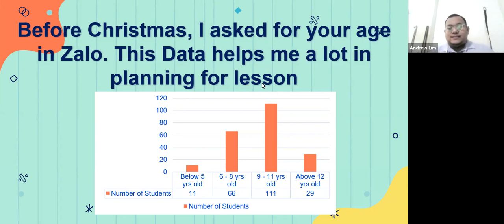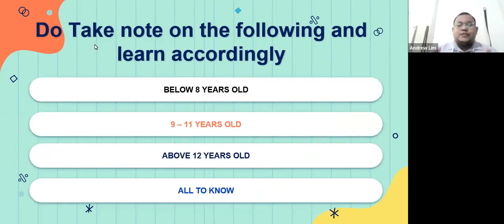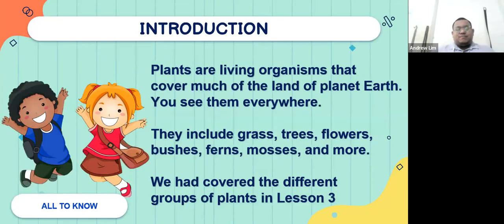So with all this in place, I've actually come up with this lesson plan. So do take note of your age group in this particular PowerPoint slides. When you see a label below 8 years old, that means this slide is for those 8 years old and below to read and understand. When you see the blue color, all to know, means everyone, no matter how old you are, you should know these slides. Whereas for 9 to 11 and above 12, so on and so forth, this will allow you guys to know which slides to focus on when you are revising later. All right. So let's start.